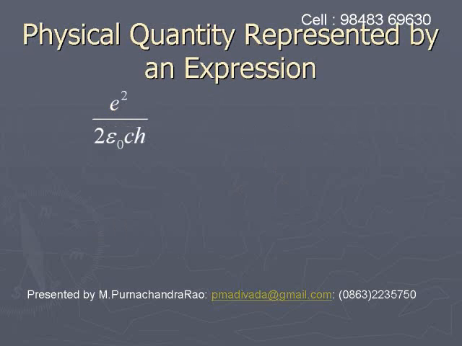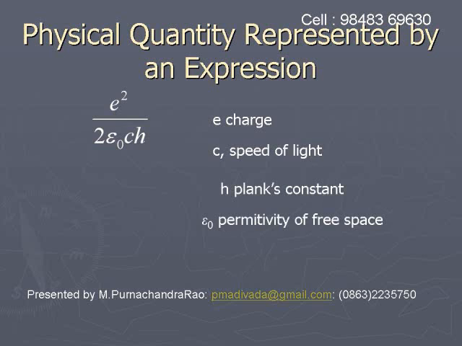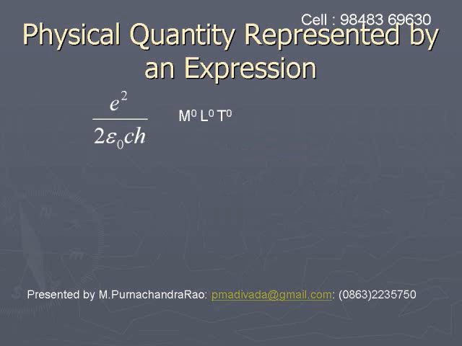What is the dimensional formula represented by e square by 2 epsilon naught Ch? e is charge, epsilon naught is permittivity, C is the speed of light, h is Planck's constant. The dimensional formula of e is AT, that of epsilon naught is M⁻¹L⁻³T⁴A², C is LT⁻¹, h is ML²T⁻¹.